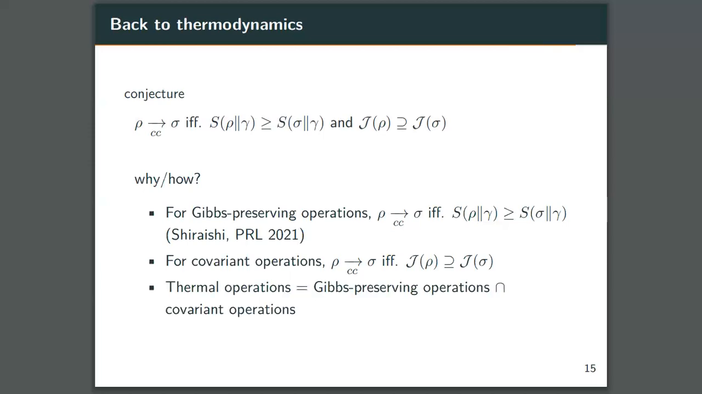And the next thing is that maybe in this catalytic setting for state transformations, thermal operations are exactly the intersection between Gibbs preserving operations and covariant operations, in the sense of monotones. You just take the monotone for Gibbs preserving operations and the monotone for covariant operations, and you get thermal operations. The first point is closed. Solving these other points is like solving the conjecture. It's going to be hard, but I think it's worthwhile to explore this question.